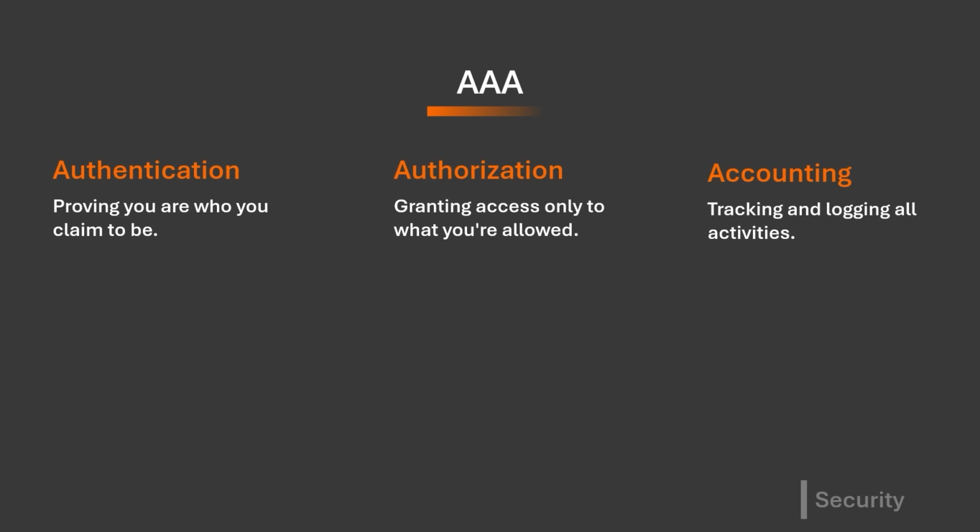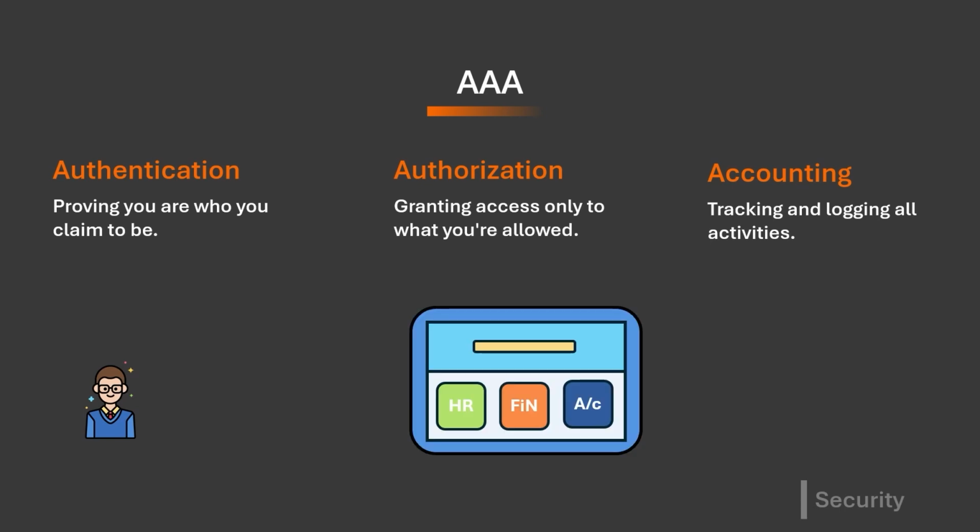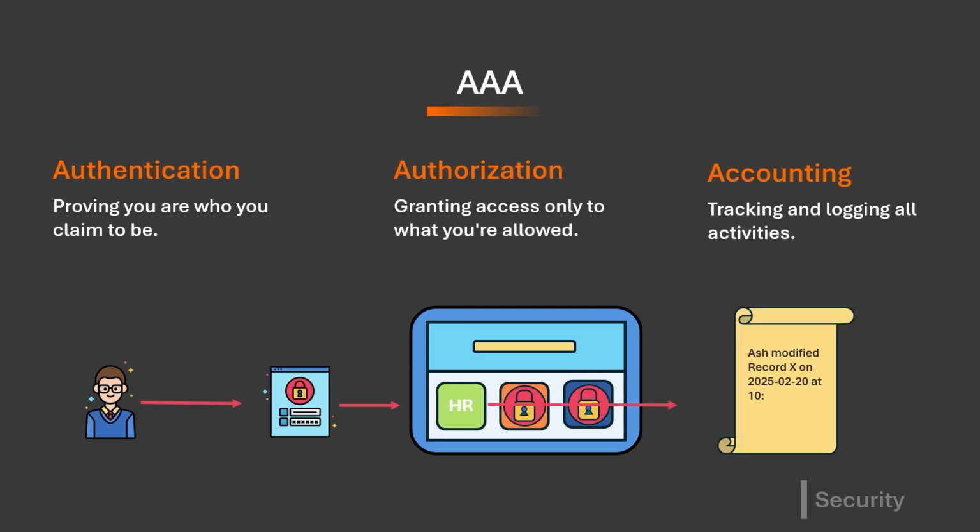So let's see how these three concepts work together. Imagine you're an HR employee logging into the company's ERP system. First, you authenticate by entering your username and password. Once logged in, authorization ensures that you can only access the HR module and not other departments like finance or accounting. Finally, any actions you take within the HR module, such as updating employee records, are recorded through accounting, ensuring all activity is tracked and logged.